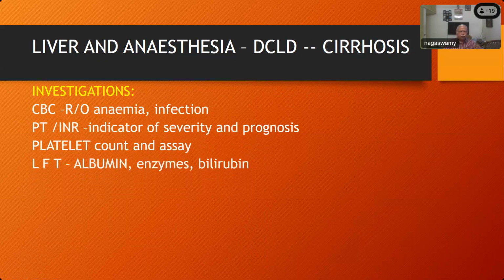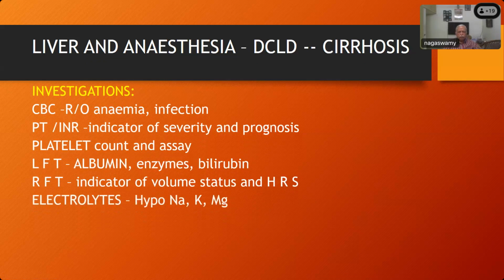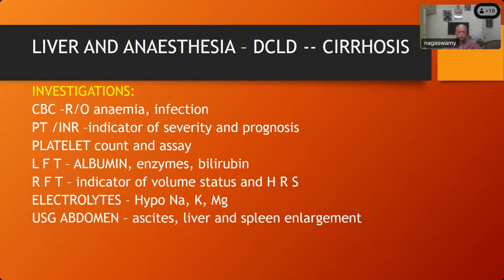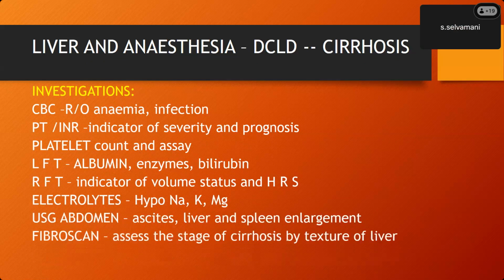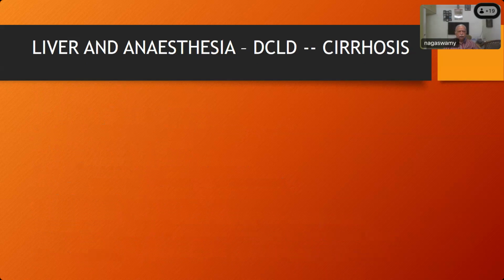Platelet count and assay. Mainly you must concentrate on albumin and bilirubin, and RFT for finding out evidence of HRS, electrolytes, and then use the abdomen ultrasound to find out the enlargement of the spleen. And then there is a new scan called fibroscan to assess the stage of cirrhosis by the texture of the liver. And you have to go for EKG and X-ray to rule out alcohol-induced cardiomyopathy and pleural effusion. That is the reason why you want an X-ray test.